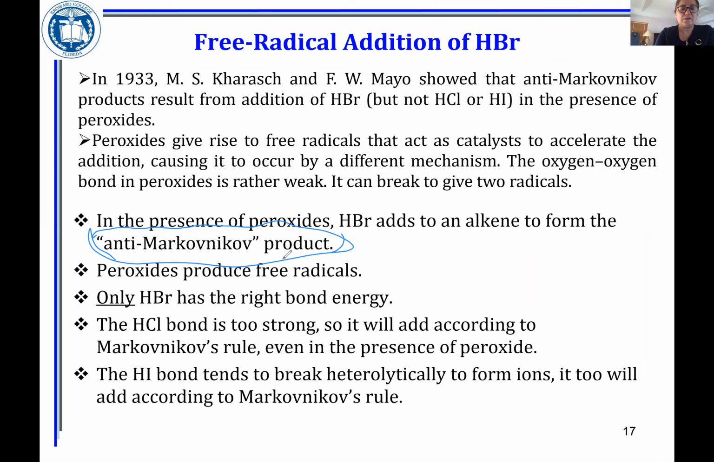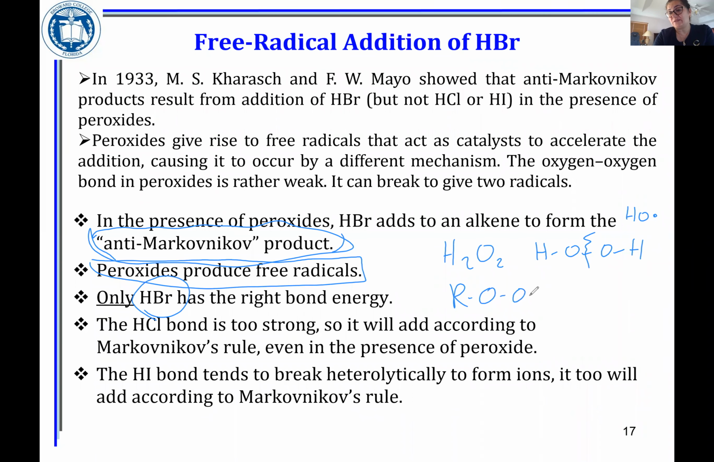So for the addition of HBr, if you add a catalyst of peroxide, the product is going to be anti-Markovnikov. Peroxide, if you know hydrogen peroxide, H2O2, has an HO-OH bond. You have oxygen, oxygen, a single bond in the molecule. It's very unstable. It can break homolytically easily, and it can give you two free radicals of HO. And alkyl peroxide is very similar to that.